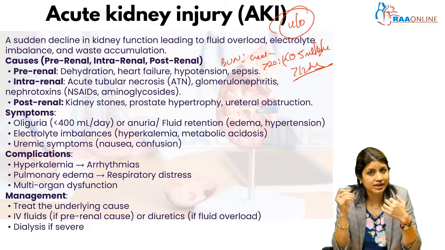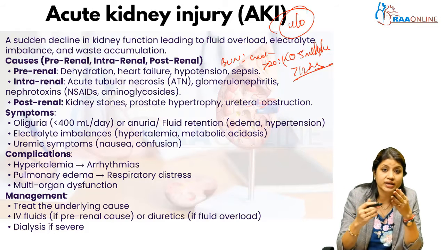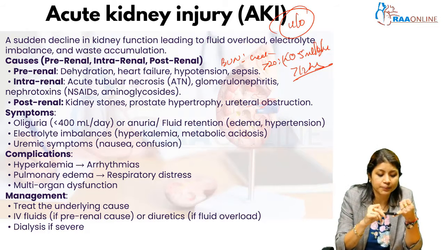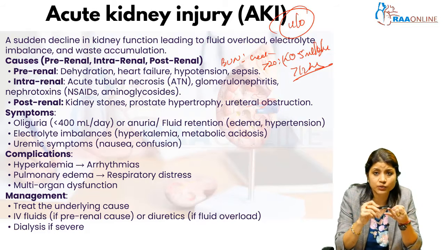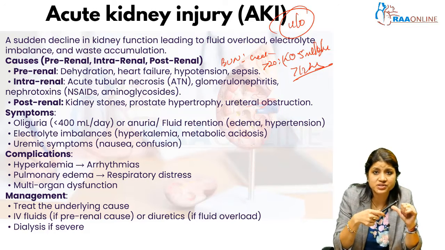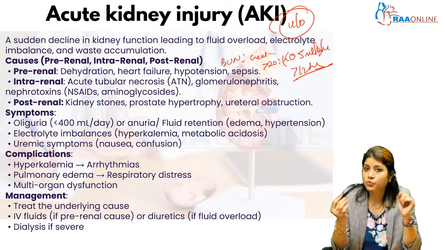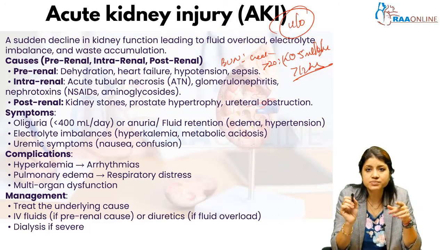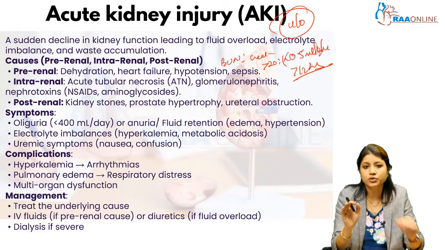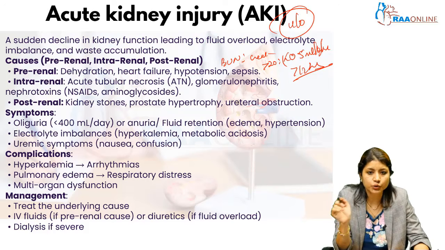Then the post-renal, as we discussed, coming from the renal pelvis to the ureter to the urinary bladder, any stones present, calculi, or any tumor infiltration, nodal obstruction, ureteral obstruction, or lower urinary tract obstruction can all cause a post-renal AKI. Symptoms, we know, a fall in your urine output to less than 0.5 ml per kg per hour to almost anuria for 12 hours.